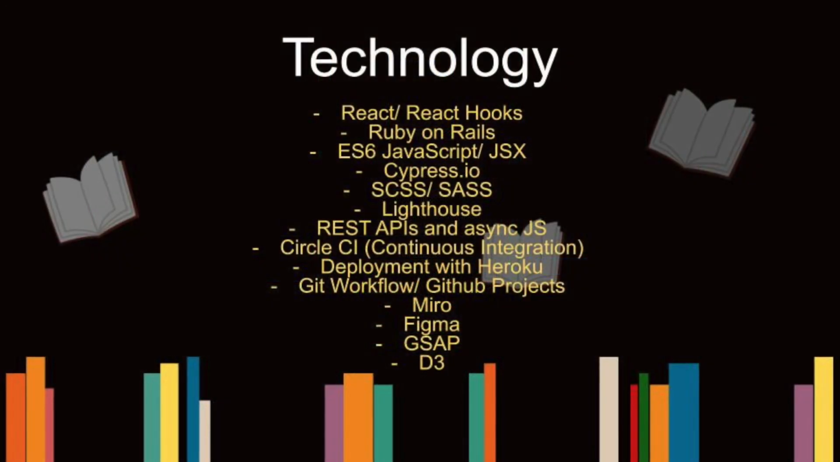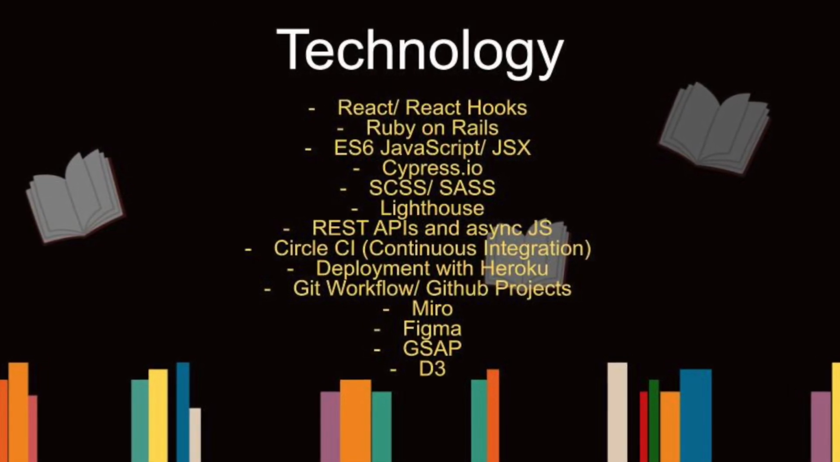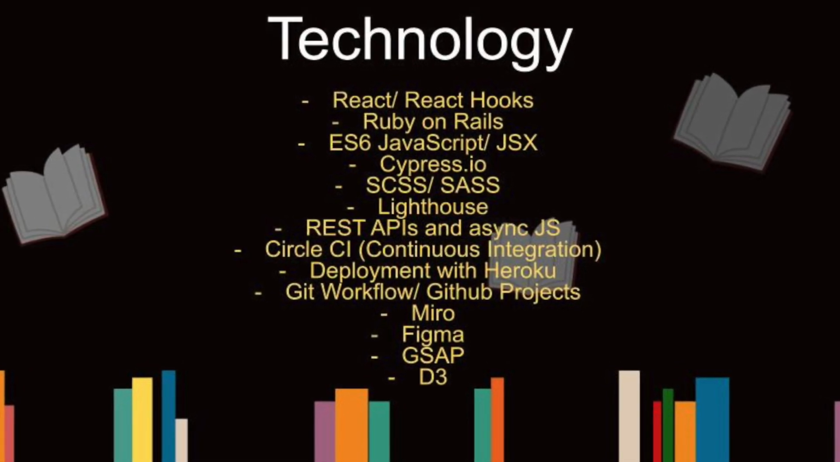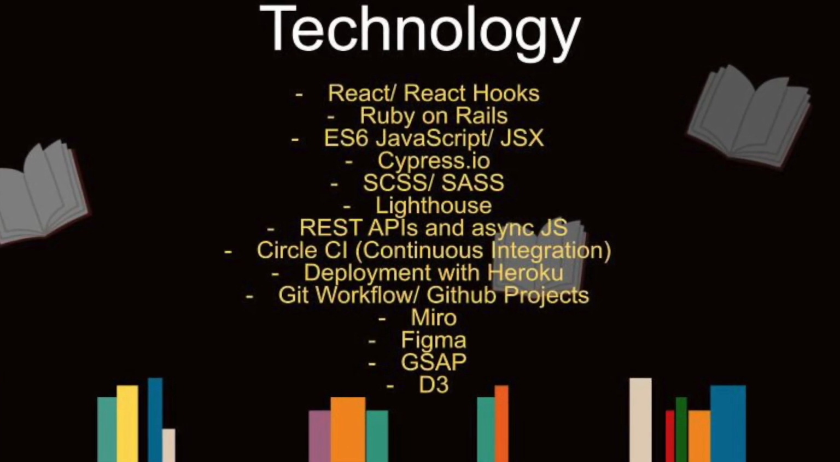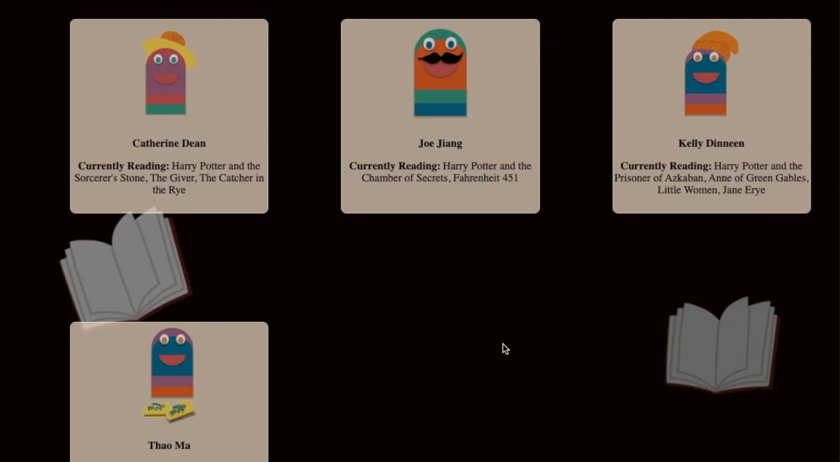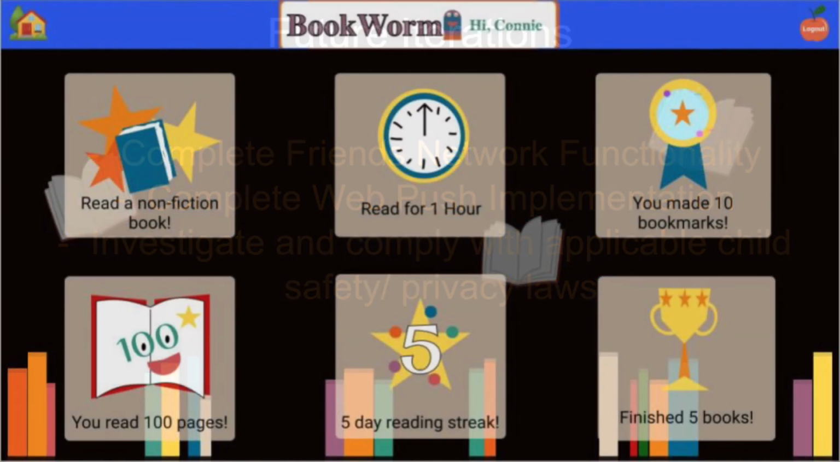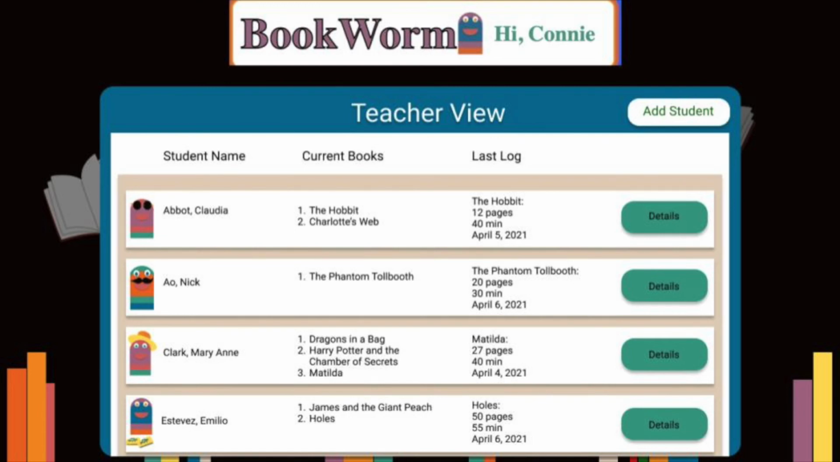Here is a list of the technologies that we used in this application. The front end focused on using React hooks, D3, and GSAP animations, and the back end focused on using Ruby on Rails and a Postgres SQL database. In future iterations, we hope to complete Friends network functionality, complete web push implementation, investigate and comply with applicable child safety privacy laws, have incentives and badges, add teachers, user stories, and customizable avatars.